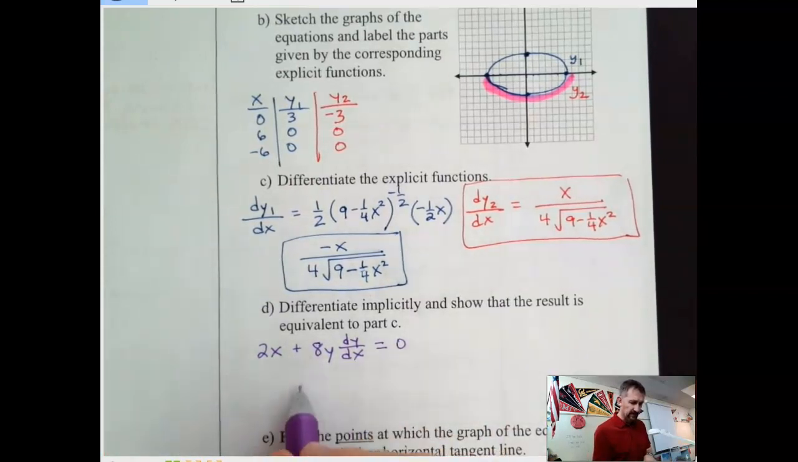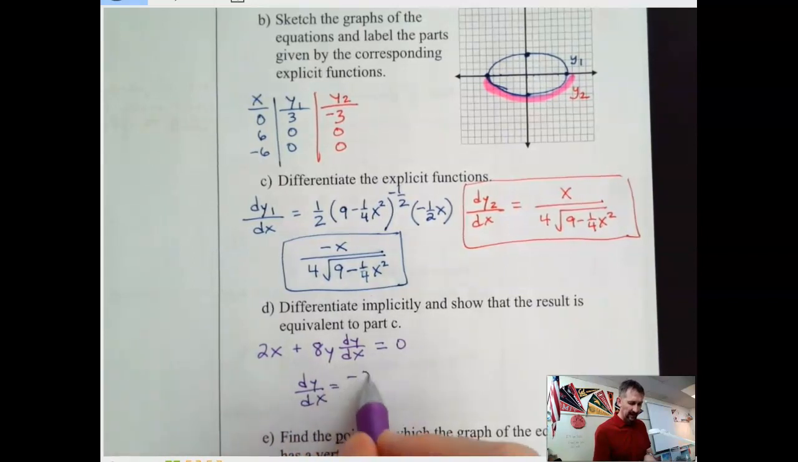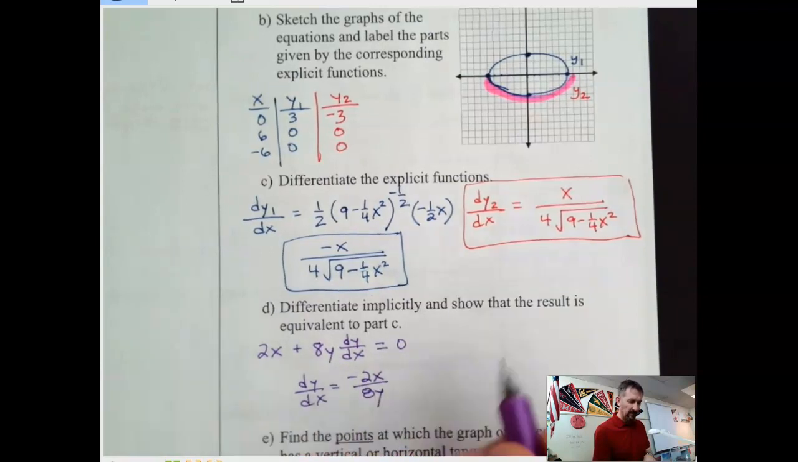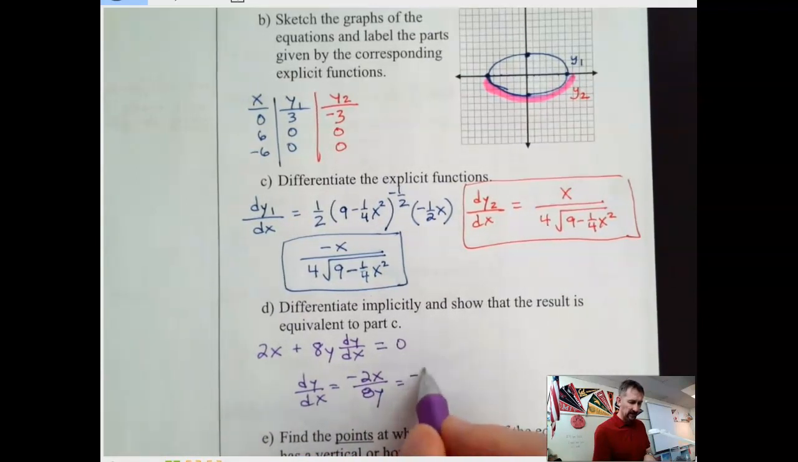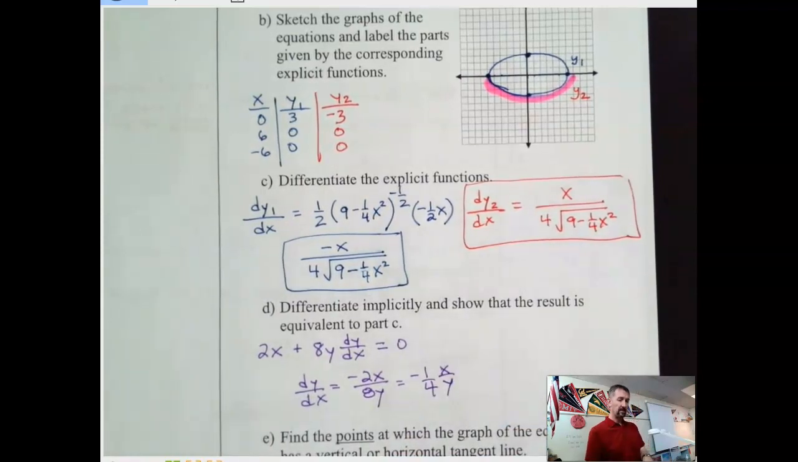So subtract 2x from both sides, and then divide by 8y. So that's going to be negative 1/4 x over y, or negative x over 4y, either way.